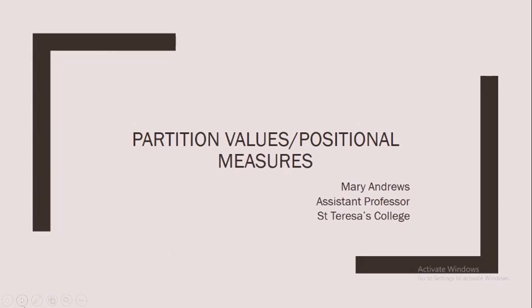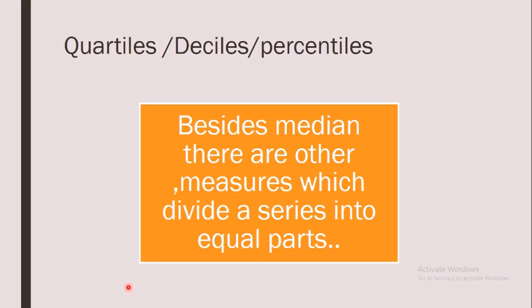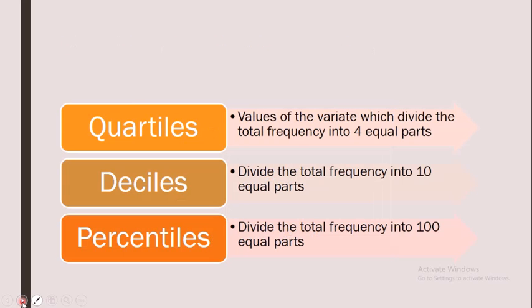Today we will learn about partition values or positional values. Apart from what you have learned about measures of central tendency, where you learned about arithmetic mean, median, mode, etc., there are also other measures which divide a series into equal parts. Some of those measures are quartiles, deciles, and percentiles.